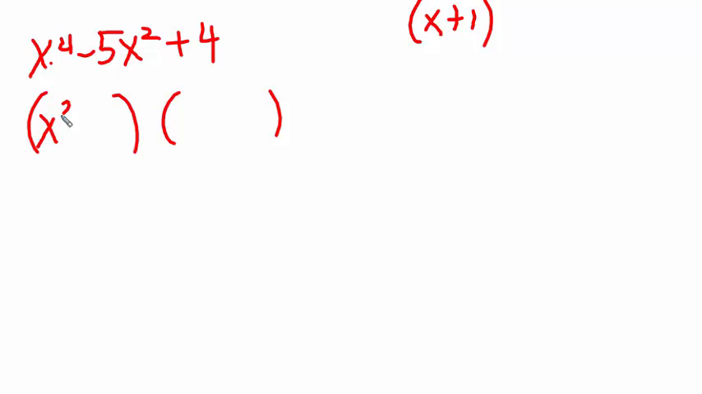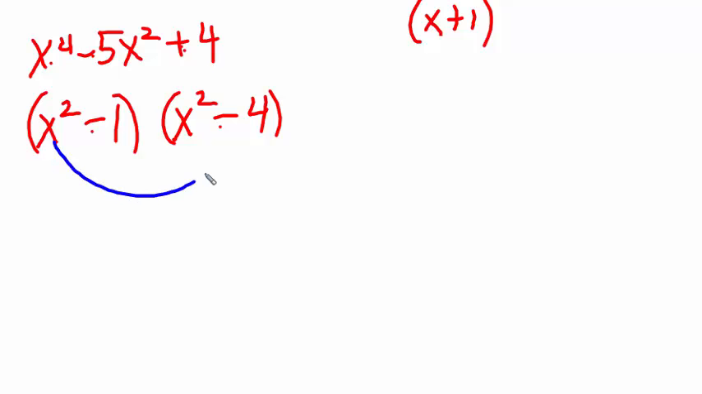X to the 4th could come from x squared times x squared. Positive 4 could come from 2 and 2. Looking ahead, I think it's going to come from 1 times 4, though. We need the signs to be the same because we're trying to multiply to a positive 4. And we are trying to add to a negative, which tells me I should make them both subtraction signs. This is my guess for how this combination will unfoil.